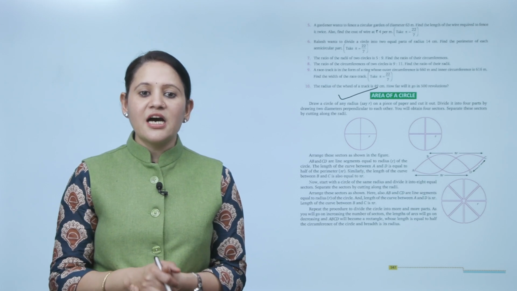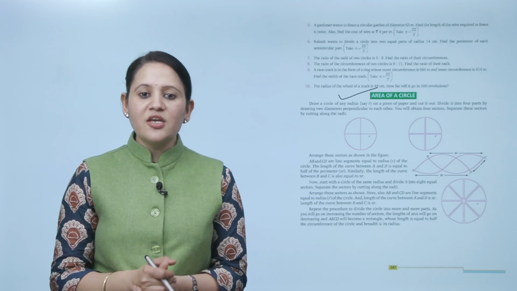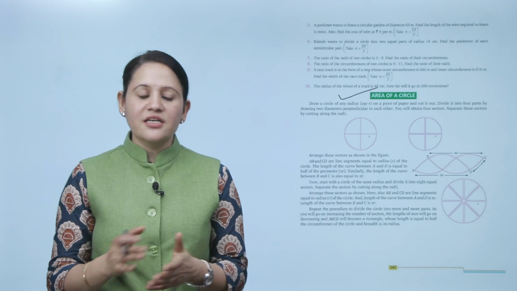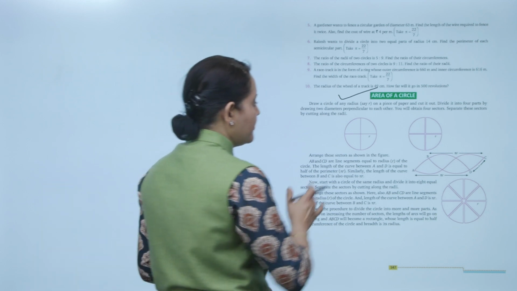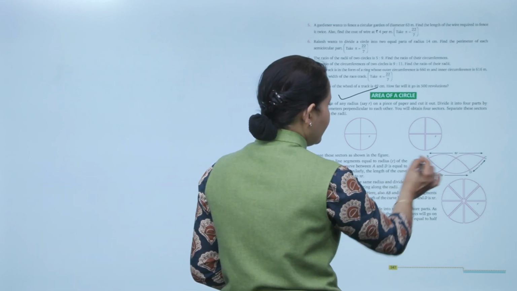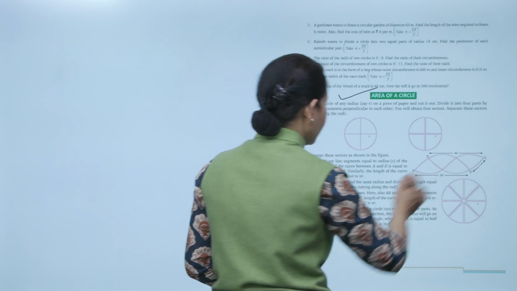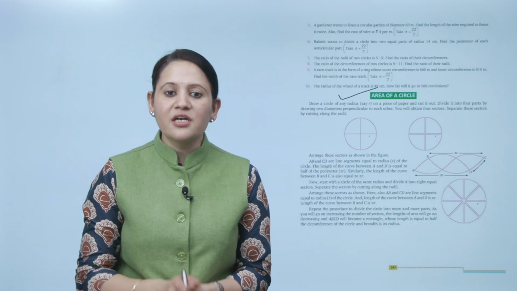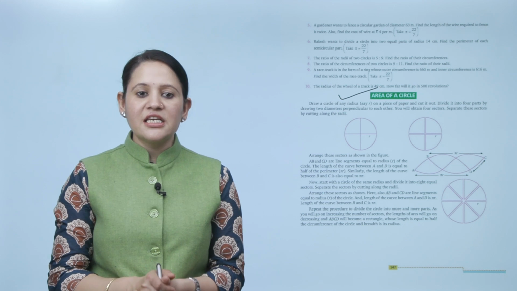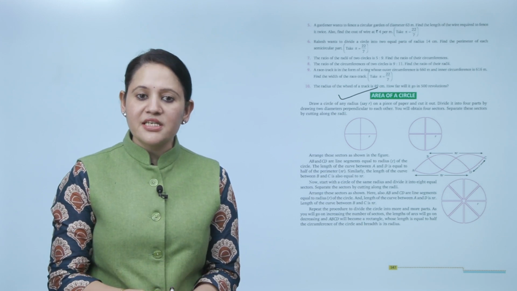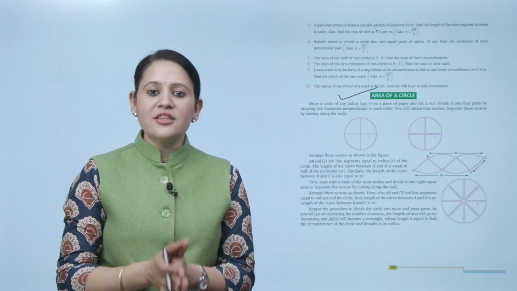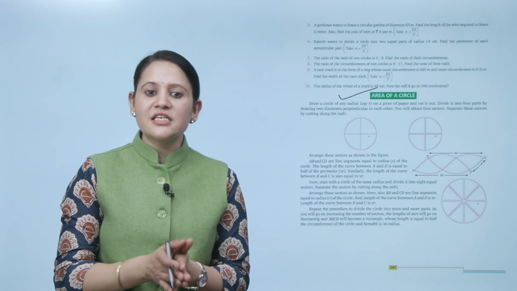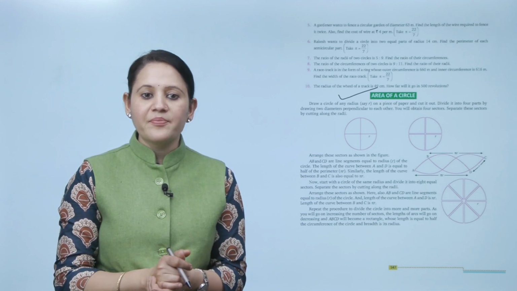AB and CD are line segments equal to the radius of the circle. The length of the curve between A and D is equal to half of the perimeter. Similarly, the length of the curve between B and C is also equal to pi r.